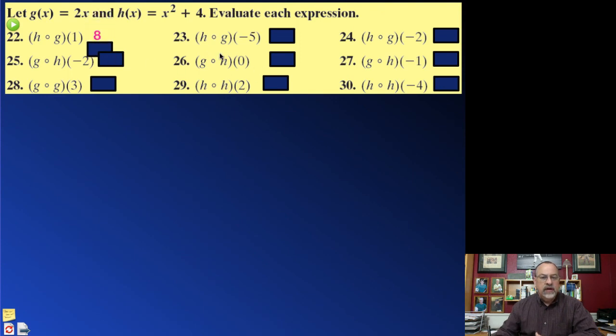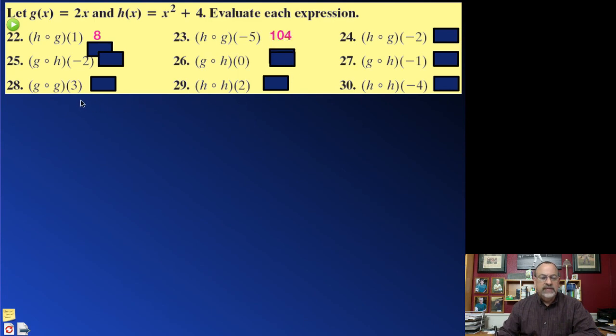Okay, let's look at h composed with g of negative 5. Again, the second function is what I evaluate first, so negative 5 into the g function is negative 10. I then take that result, substitute it into the h function. Negative 10 squared is 100 plus 4, so that would be 104.